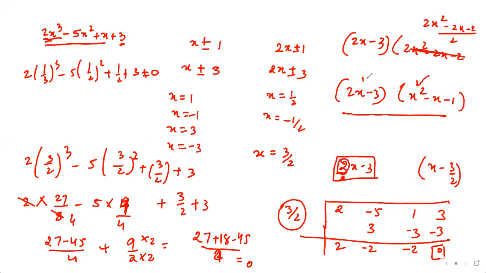Now we see that this can't be factorized with rational coefficients. So you can use the quadratic formula in order to factorize in terms of irrational coefficients, if you wanted to. So that's it. This is how you factorize the polynomial.